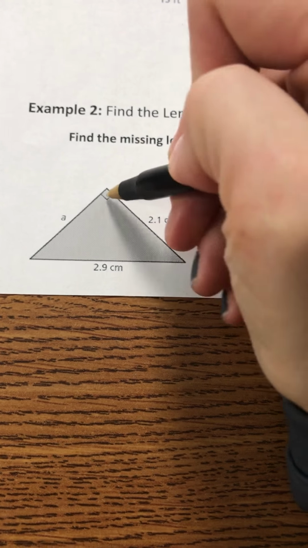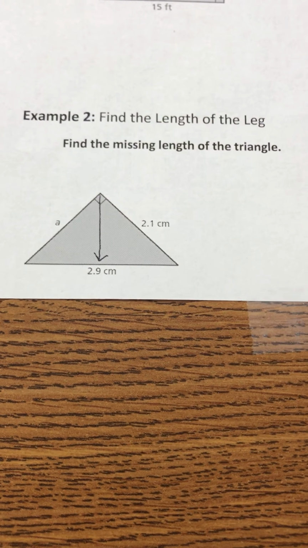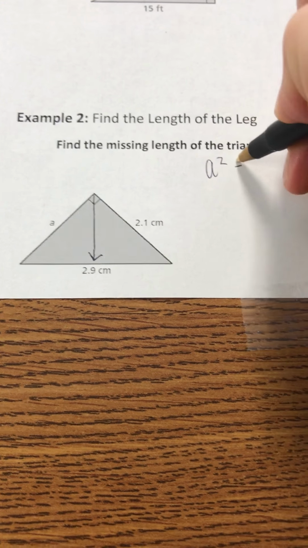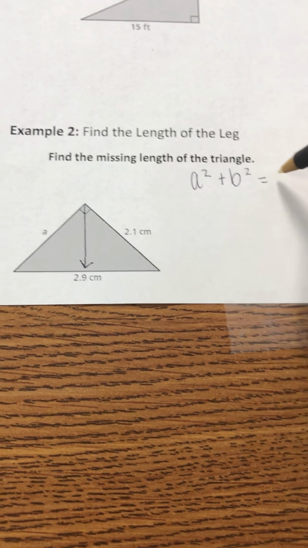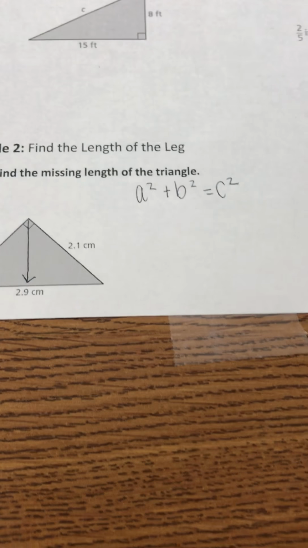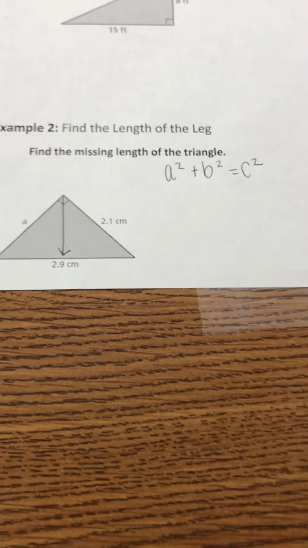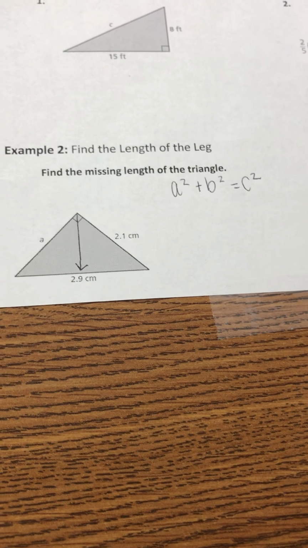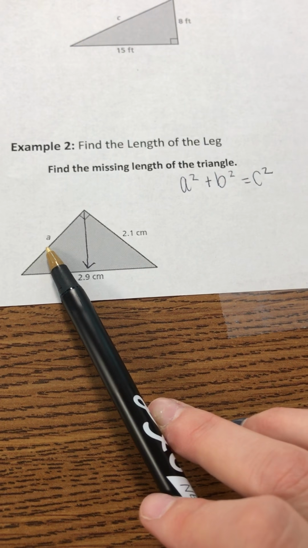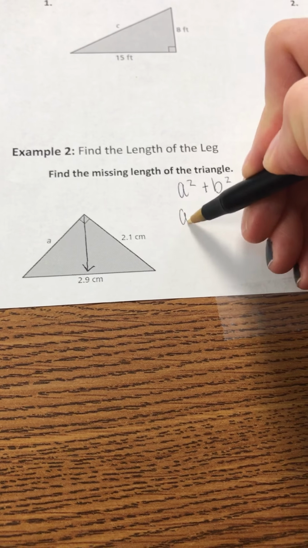So now we are going to find the leg. As always, we're going to start out with this being our C. So 2.9 is going to be our C. A squared plus B squared equals C squared. Again, we're going to keep starting out with that over and over again until we get our final answer. Now let's fill in what we know.